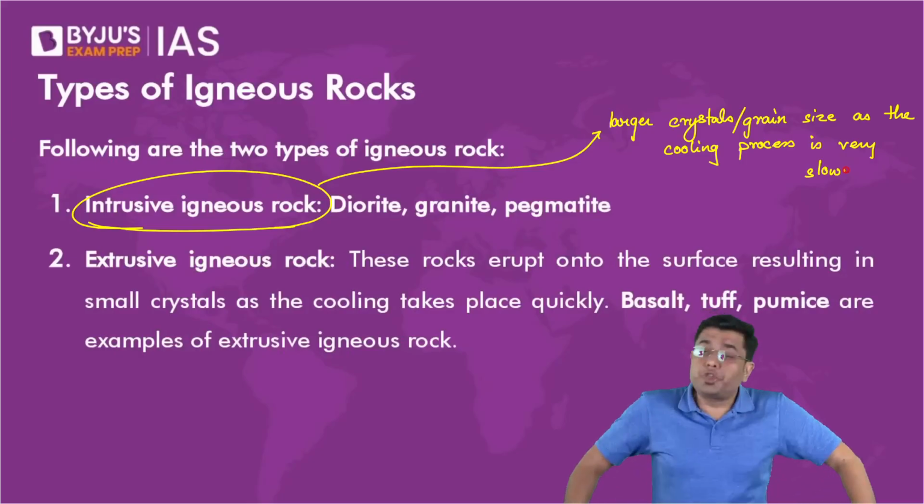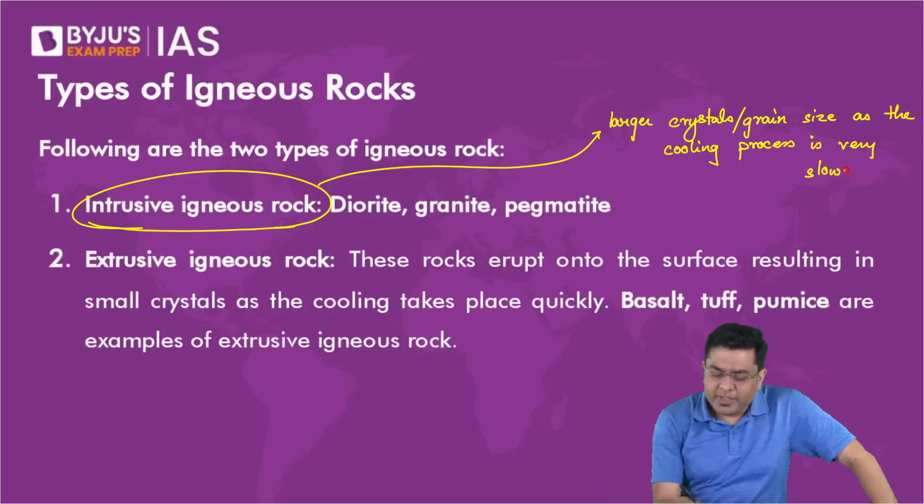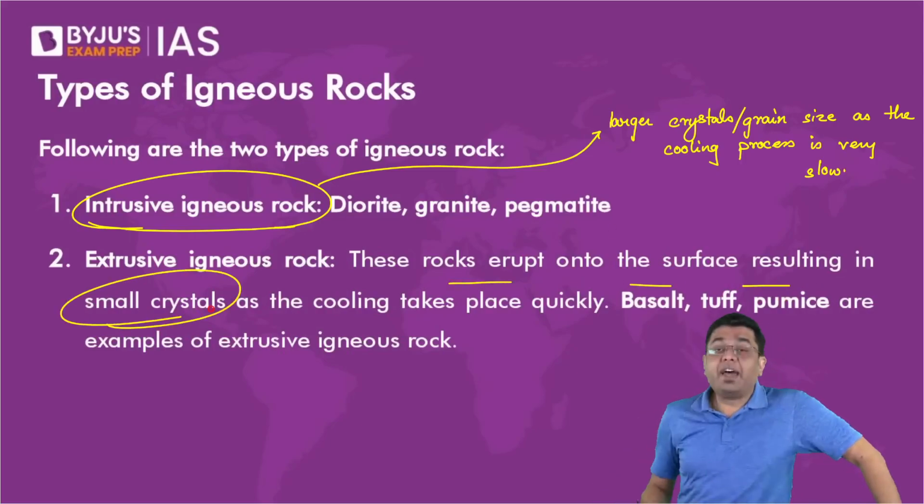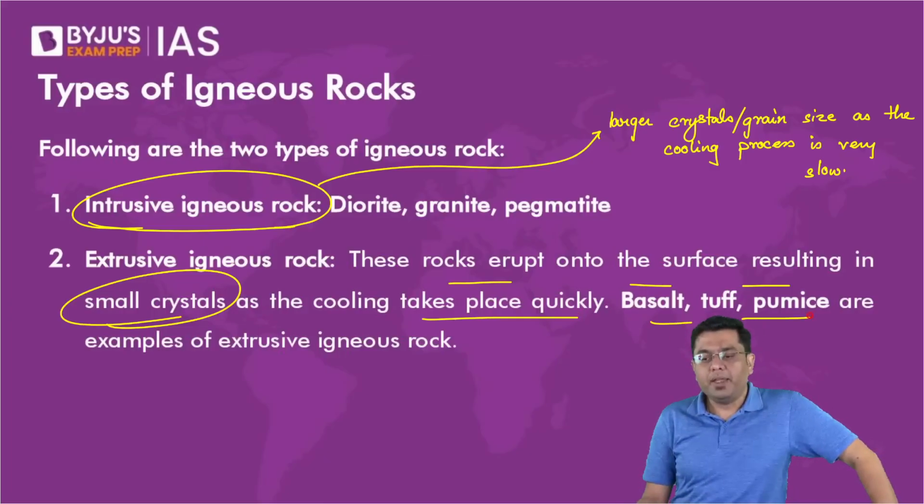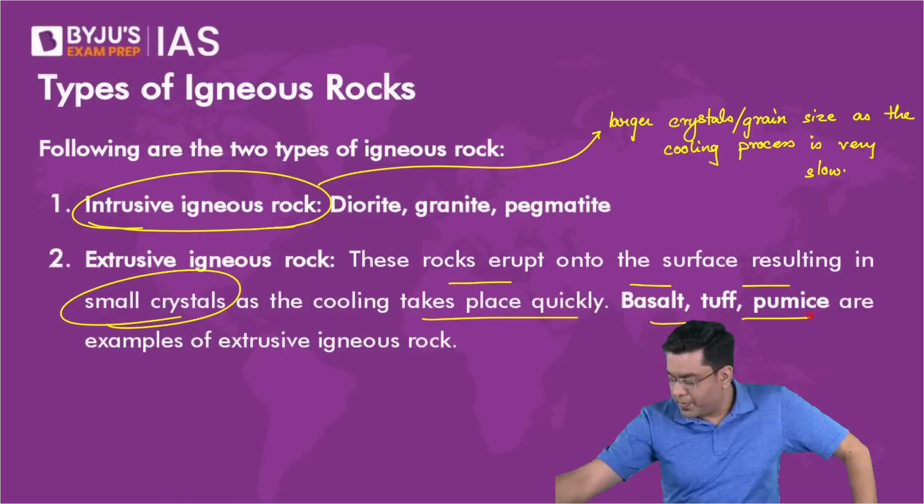Then when we talk about extrusive igneous, they have cooled down very quickly. So these rocks erupt onto the surface, resulting in small crystals as the cooling takes place very quickly. Basalt, tuff, pumice, etc. These are the examples. Okay, I hope this is understood. Right?